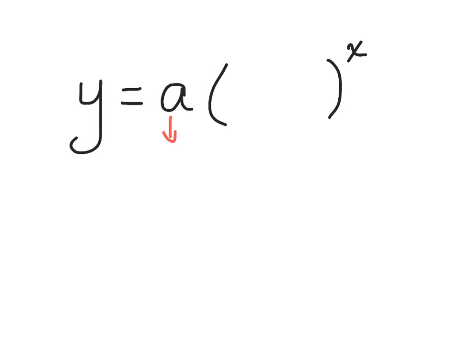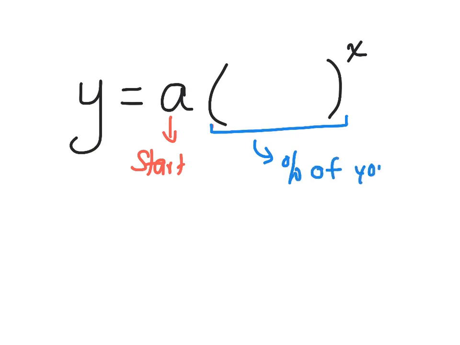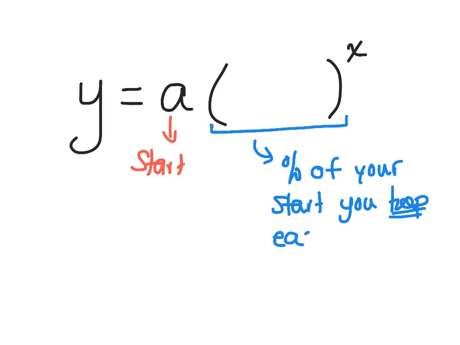Now, the most fundamental understanding that I think will help you with problems like this is we already know in this format, a is referred to as our start. But what we can start to see is whatever number is in the parentheses, this is the percent of your start you keep each time.